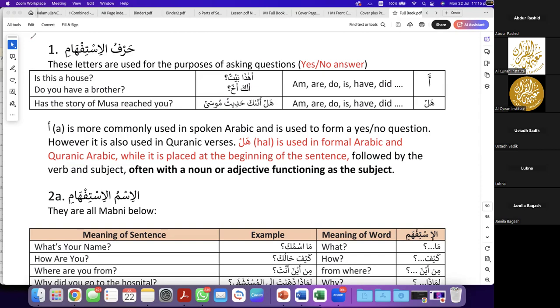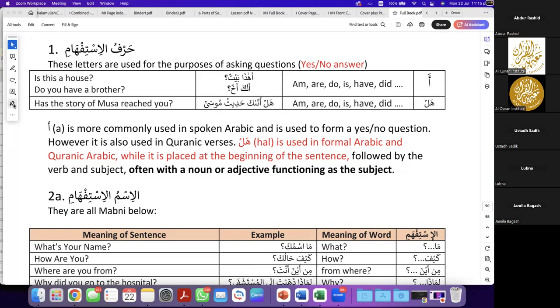The next one is hal. Again, similar meaning. Hal can mean am, or, do, is, have, did, etc. Again, the meaning would be a question. Let's look at the example. Hal ataka hadithu Musa. The meaning would be a question, asking, and the answer would always be what? Yes or no. So, hal ataka hadithu Musa. This is obviously from the Quran. Has the story of Musa reached you?